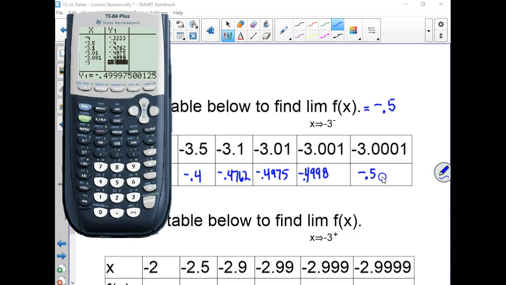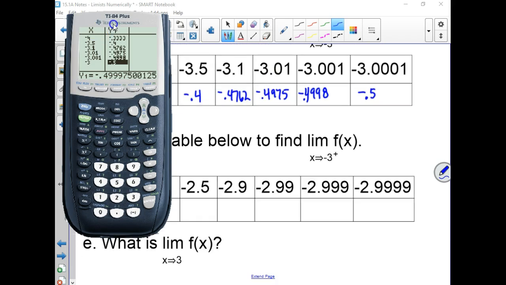Now the thing about finding your limits numerically is that they never give you a conclusive answer. This is not proof that this is actually true. It is just a really good guess that this is true. And it is actually the answer for this one, but some problems are harder than others. Sometimes you might have to actually get a little closer to the value to be able to see. So this looks like we've got negative 0.5.